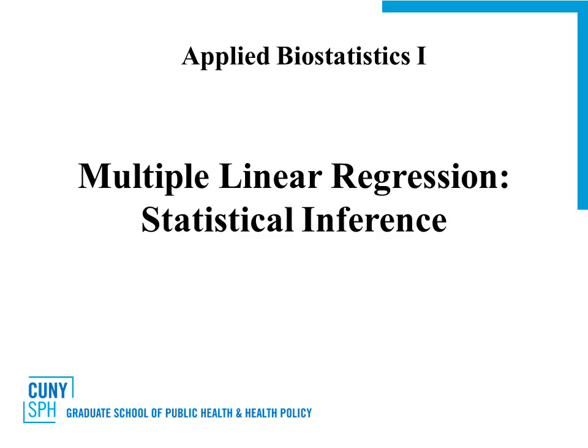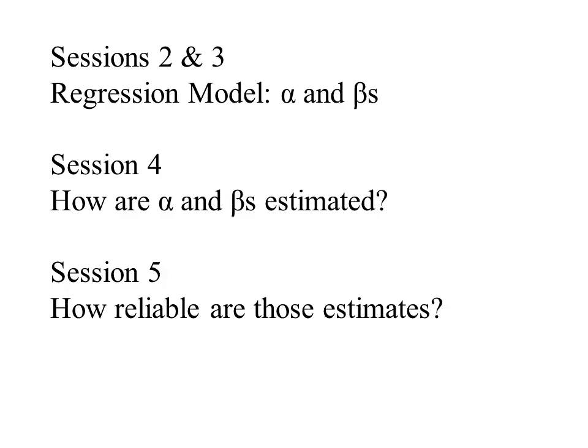In this session, we study statistical inference for linear regression analysis, with focus on p-values, confidence intervals, and assumptions which those computations are based on. In sessions 2 and 3, we studied basic models of linear regression, with focus on roles and interpretations of partial regression coefficients, alpha and betas. In session 4, we studied how those alpha and betas are estimated. Now in session 5, we study how reliable those estimates are, and how the reliability of those estimates are assessed.